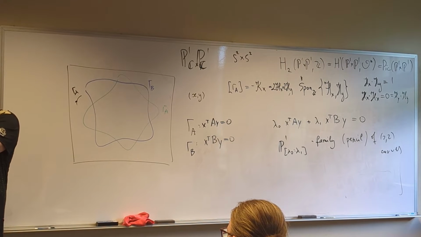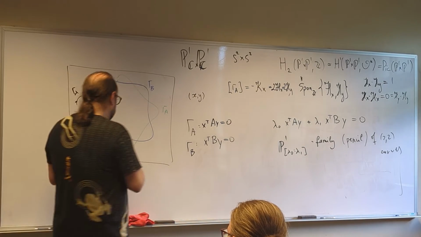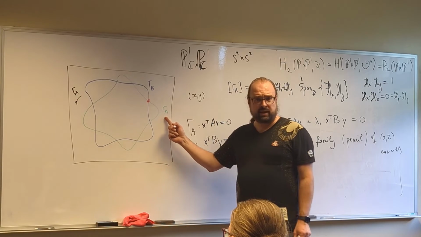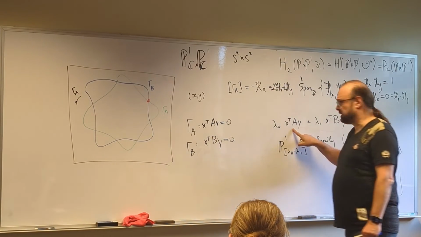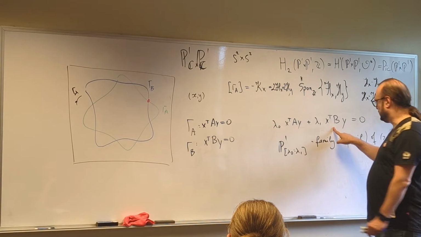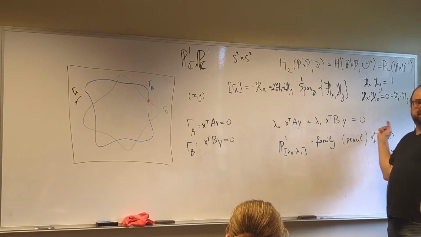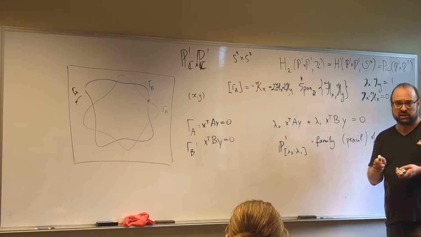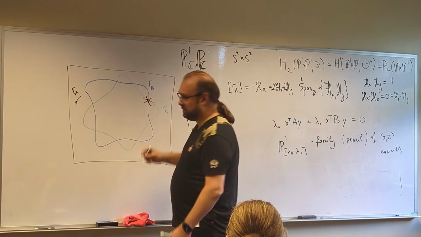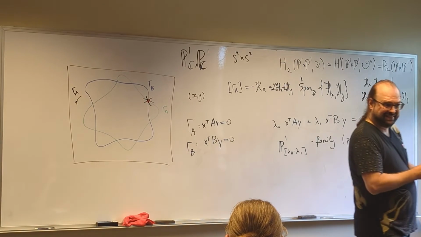It's actually much worse. It's much worse because for these points, what does it mean that gamma A goes through this point? That this is 0, right? What does it mean that gamma B goes through this point? That this is 0. But then this whole thing is 0. So it's not two curves that go. It's all curves that go through this point. Okay?